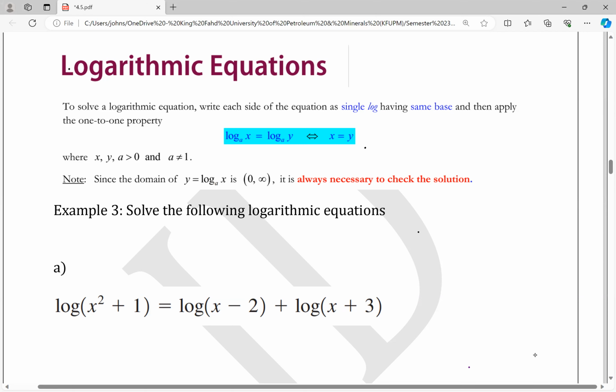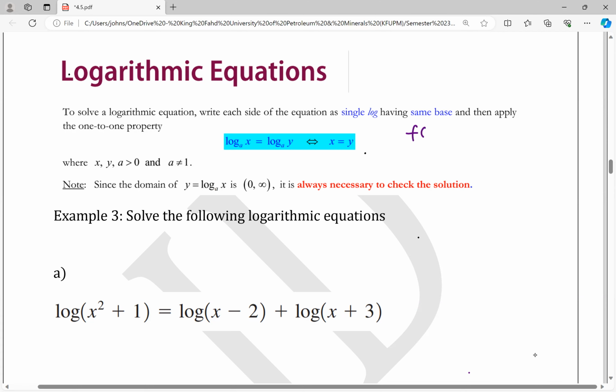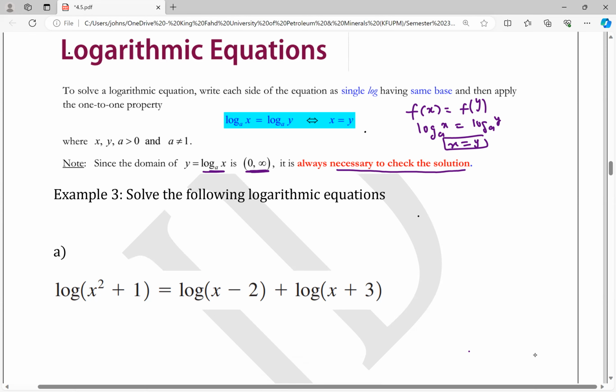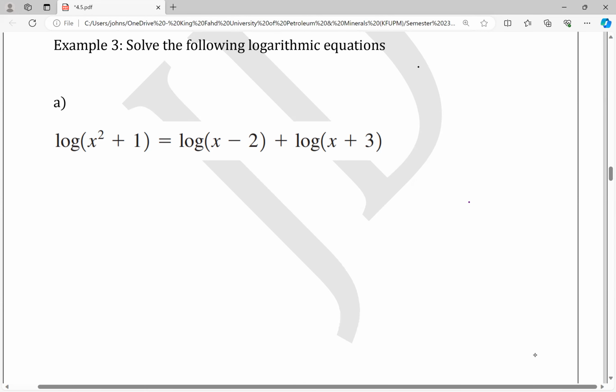So if you have f of x equals f of y, then we know that x is going to be y, because if you have log a of x equals log a of y, then surely you can drop the logarithm and just go with x equals y. But this is very important. We know that the domain of a logarithm is 0 to infinity, open. So it is necessary to always check the solution.